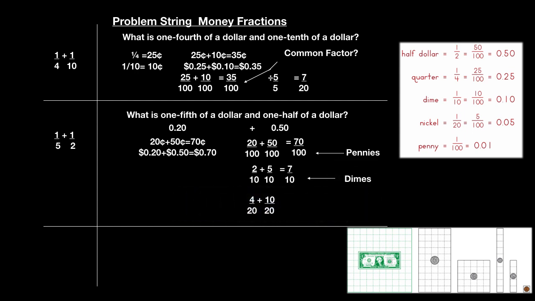So next we're going to look at the equation in terms of nickels. If there's 20 nickels in a dollar, we know that that is going to be our denominator. So it converts to 4 nickels over 20 plus 10 nickels over 20, because we know 20 nickels in $1. 4/20 plus 10/20 equals 14/20. And that'll be in terms of nickels. And so we're going to move on to our final problem of the problem string.